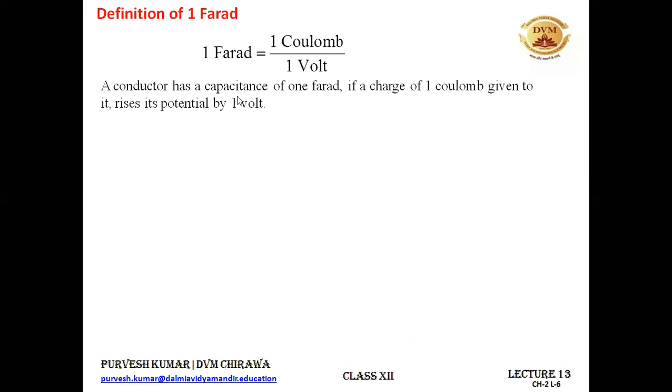So a conductor is said to have a capacitance of 1 farad if a charge of 1 coulomb given to it changes its potential by 1 volt. So if you give 1 coulomb of charge to a conductor, and because of that charge the potential of the conductor rises by 1 volt, we can say that the capacitance of this conductor is 1 farad. All right, very simple to explain.